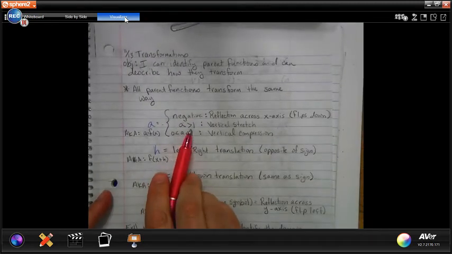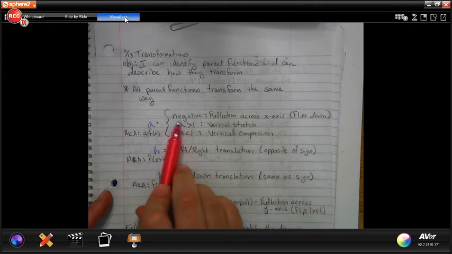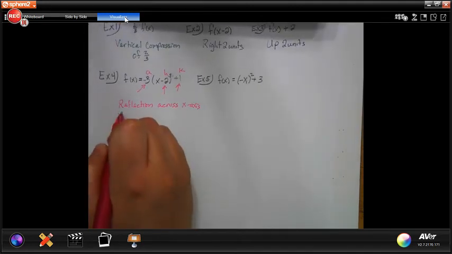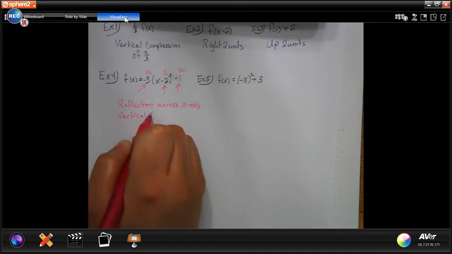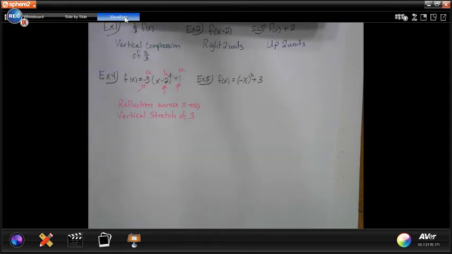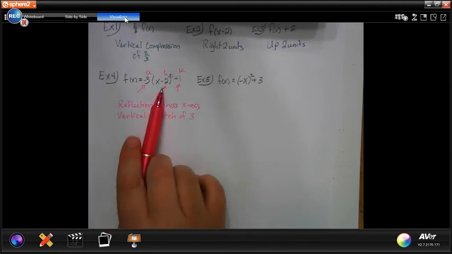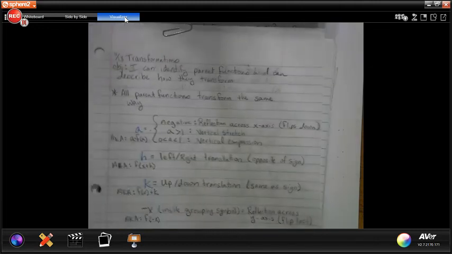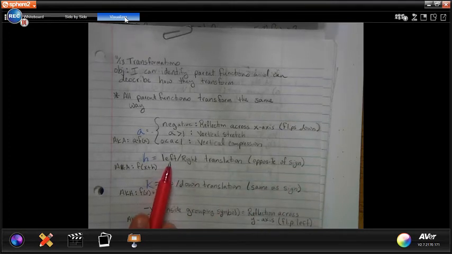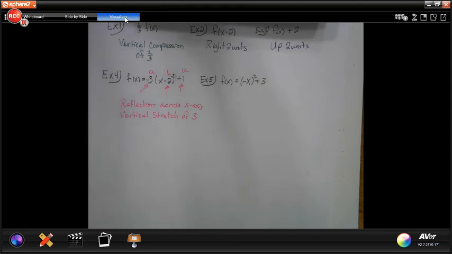A is greater than 1. It's -3, but we dealt with the negative. Now we don't need to worry about the negative, we have 3. 3 is greater than 1, vertical stretch. So that is the next thing. Vertical stretch of 3. We don't need to say -3 because again, we dealt with the negative when we talked about the reflection. Our H is -2. H is left or right, opposite of the sign. So left is +2, right would be -2. We have a -2, so we would say right 2.